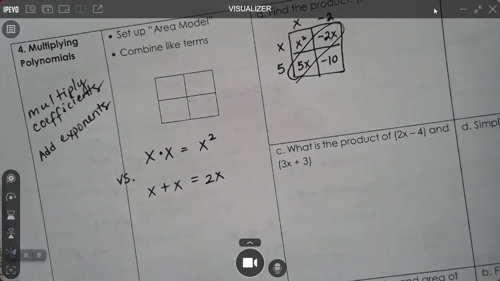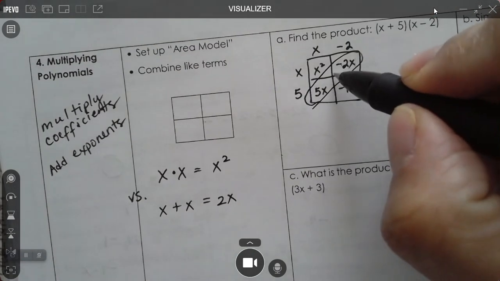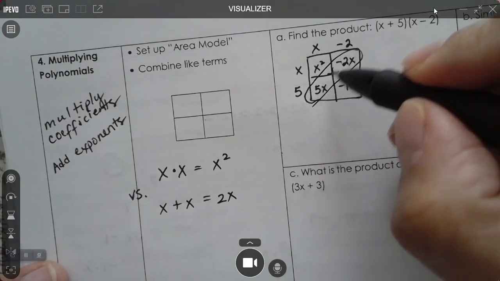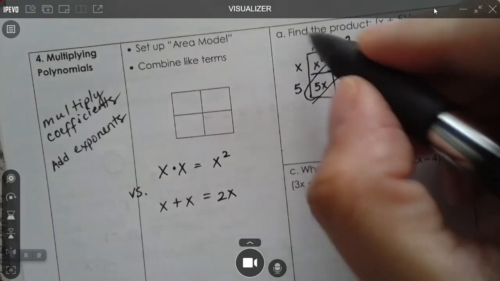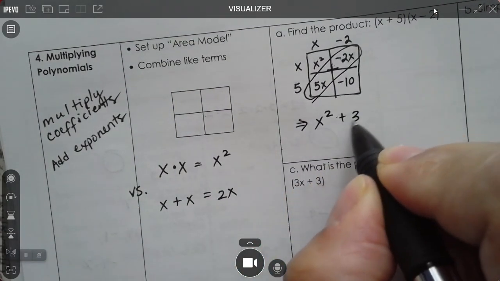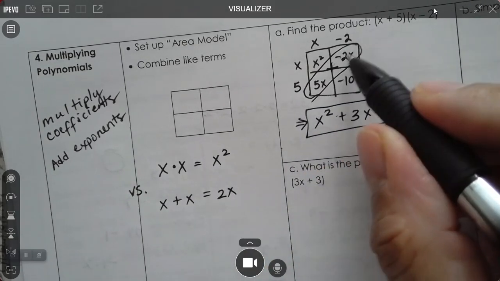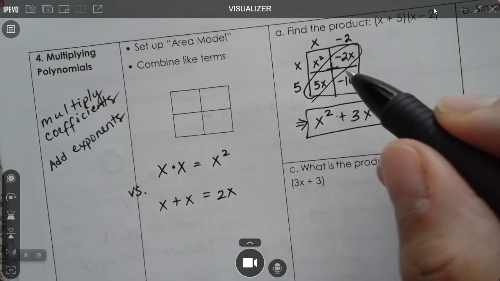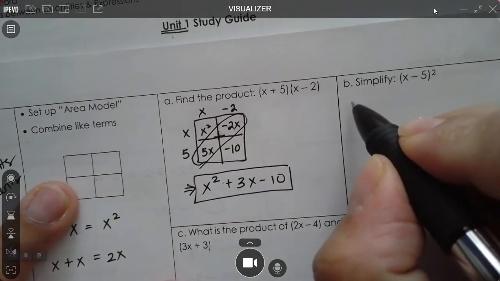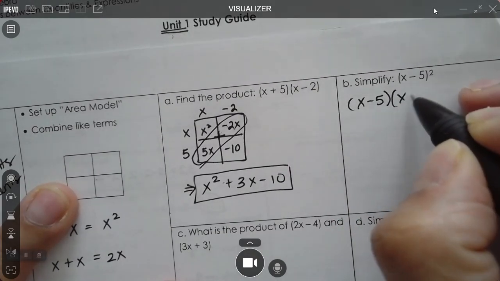Combining like terms means adding them. So this grid right here in the center forms a plus sign to remind you that you're doing 5 plus negative 2. All right, so your answer is going to be x squared plus 3x minus 10. And the 3x came from 5x plus negative 2x. So what does this mean? This means x minus 5 times x minus 5.